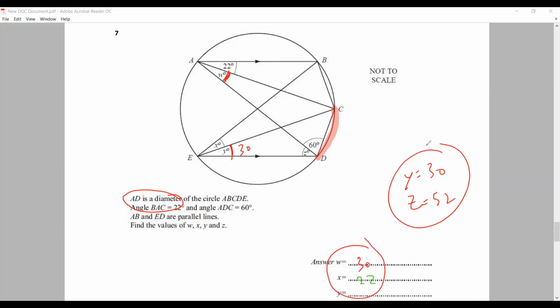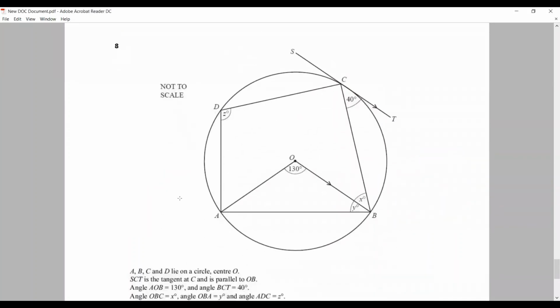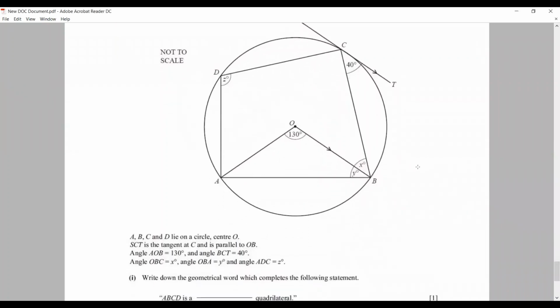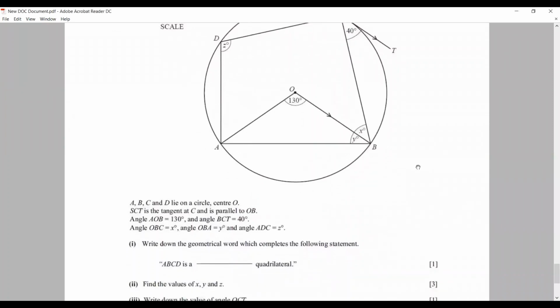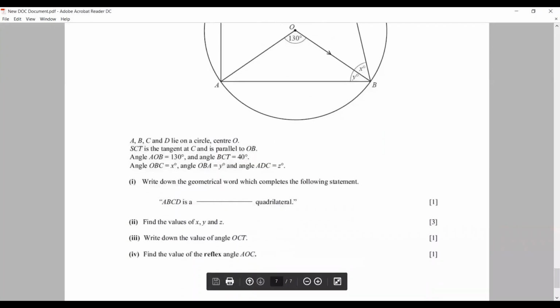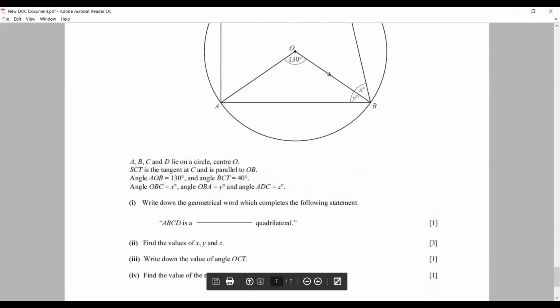All right. The last question. Okay, we have a tangent ST touches the circle at point C. I think it's very clear. The first thing they ask us, which carries 1 mark, very easy: ABCD is what type of a quadrilateral? Well, since all the points lie on the circumference of this circle, we call this a cyclic quadrilateral, right? And second part, find the value of X, Y, Z.